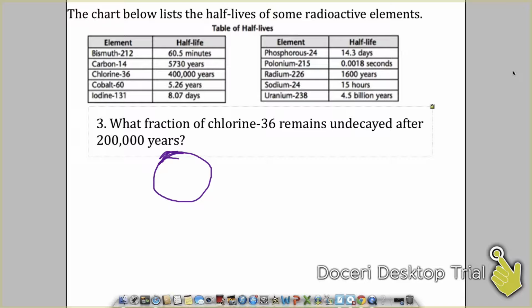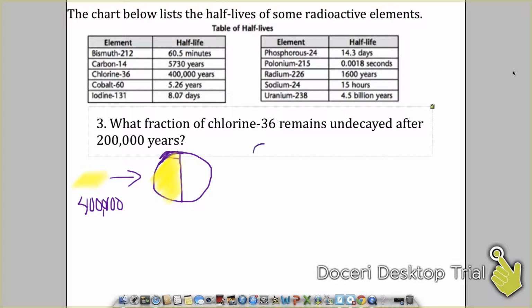400,000 years. Okay? So, here's the thing. In 400,000 years, what would happen? Half-life. Now, this is what would happen. I'm going to highlight it in yellow. If 400,000 years occurred, this would be 400,000 years, right? How much time actually occurred? 200,000 years. What is that?